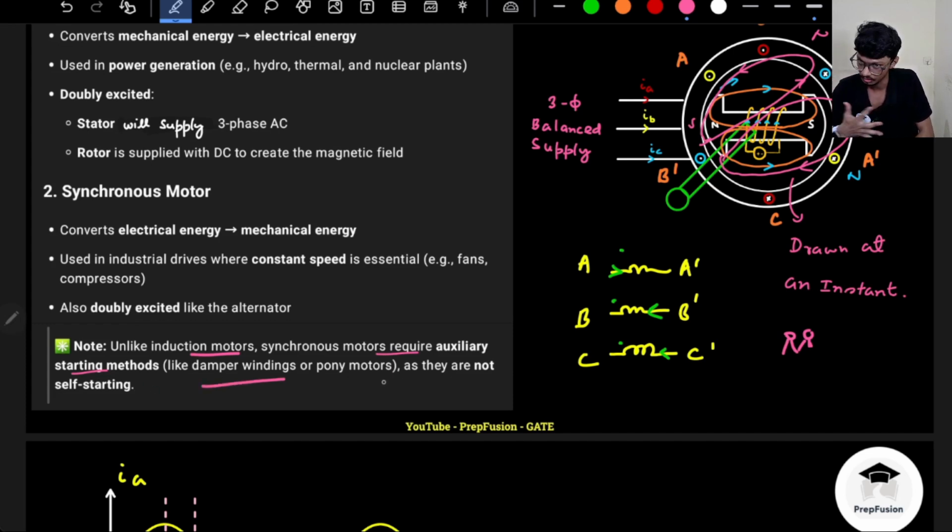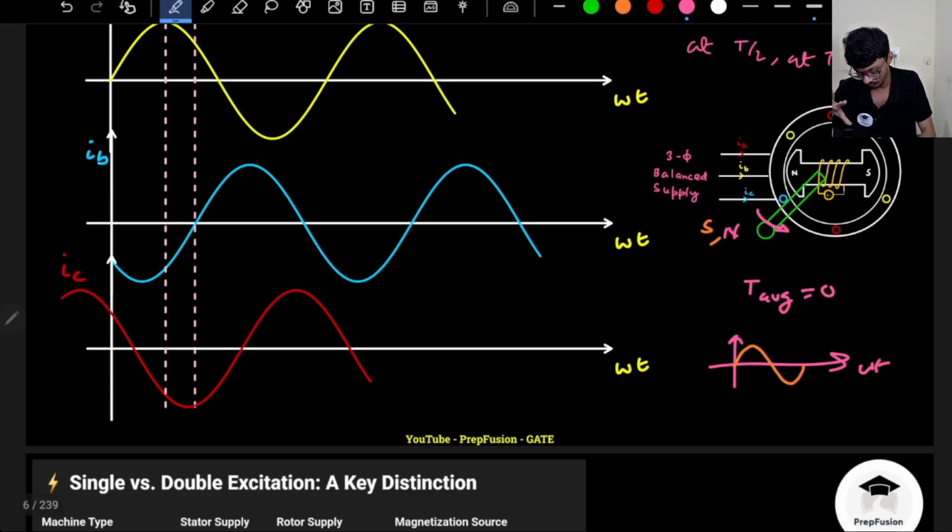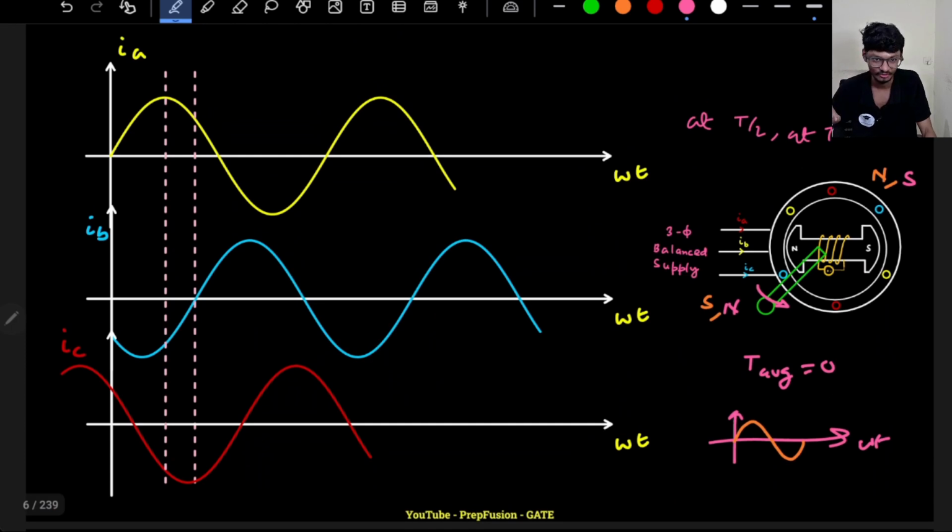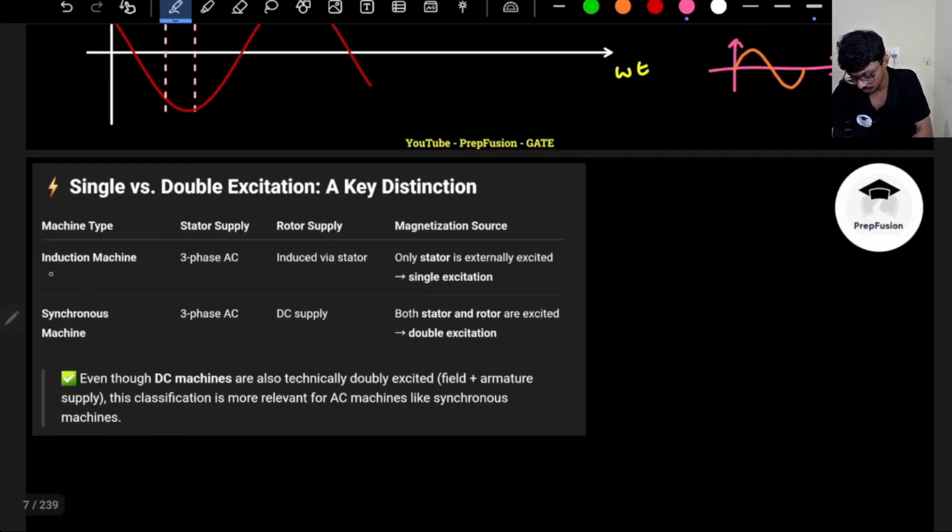We'll learn this later on as we move along. Or any small motors which are by themselves inherently starting will provide the initial starting torque, because synchronous motors are not self starting. So with this I have basically given you the whole overview of the synchronous machine. I hope you have understood the difference between singly excited and doubly excited.